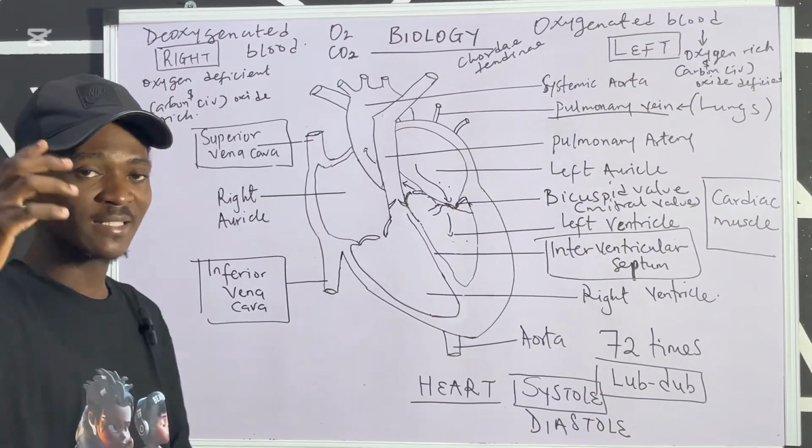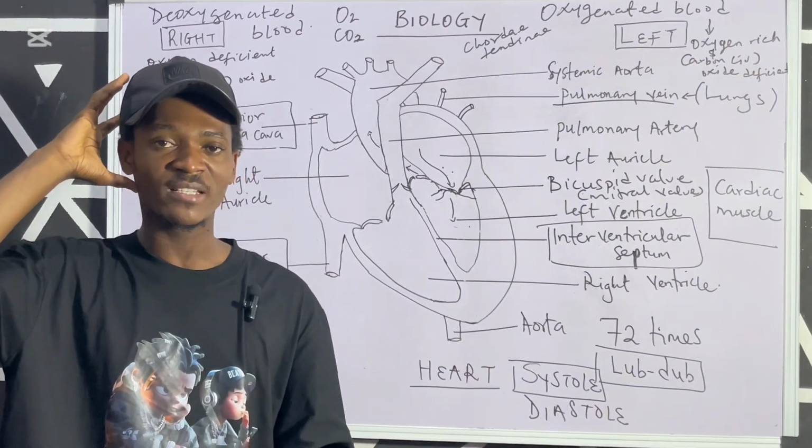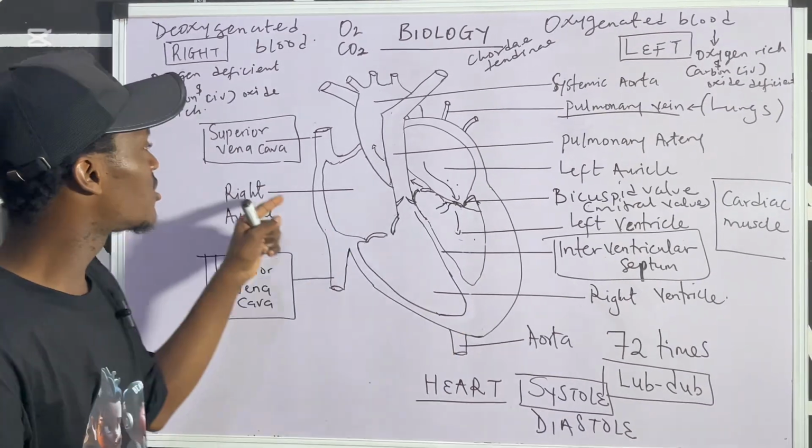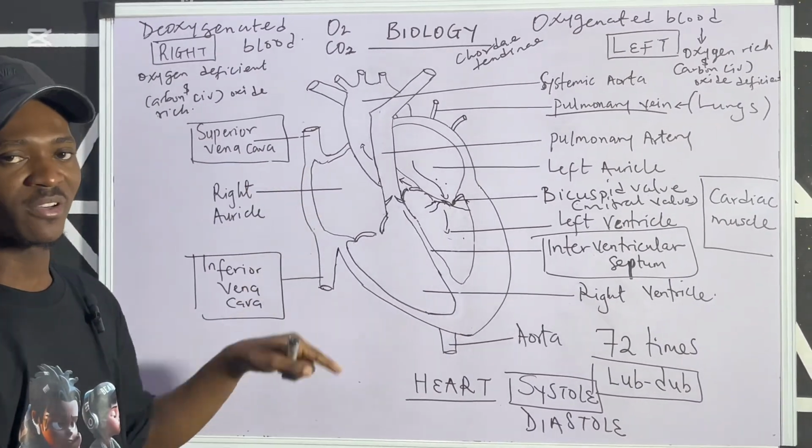What I'm trying to say is that the veins that drain deoxygenated blood from the head, the face, the brain, the shoulders, and the forelimbs drain it into the superior vena cava.